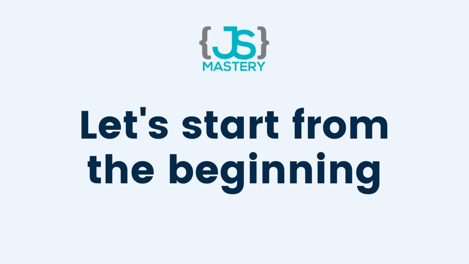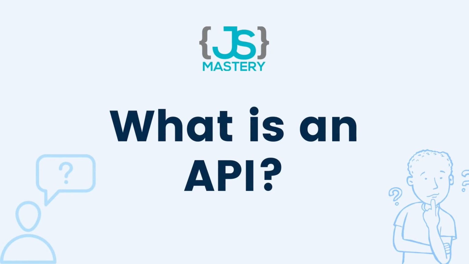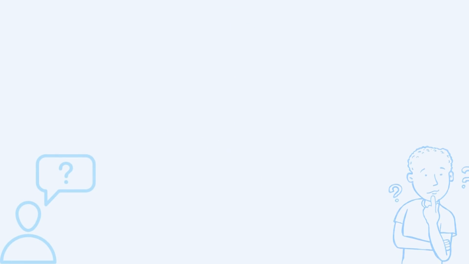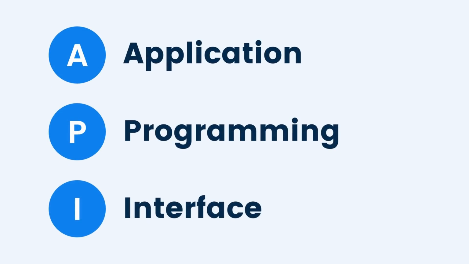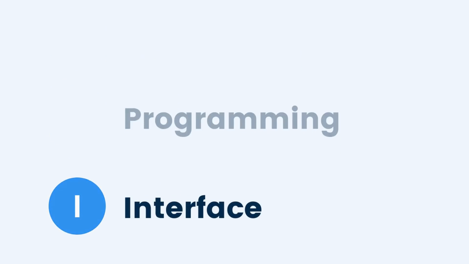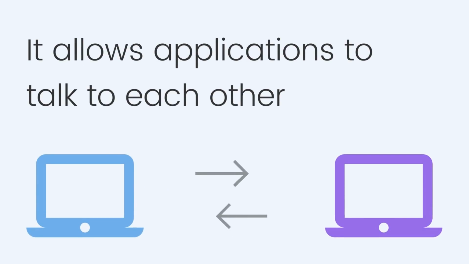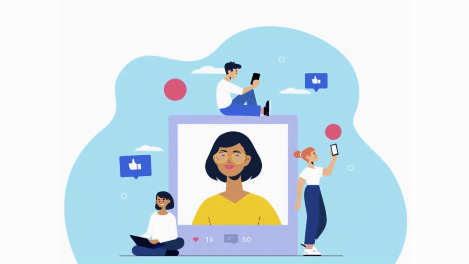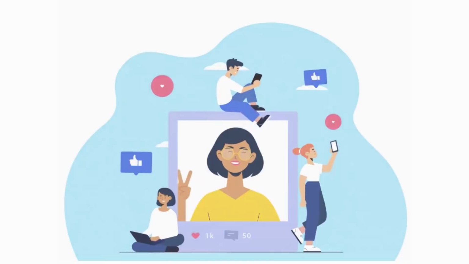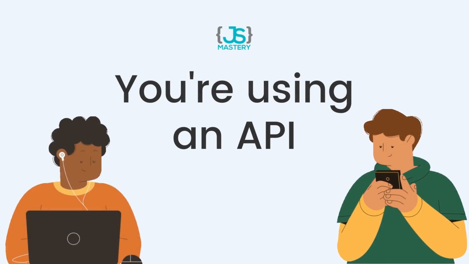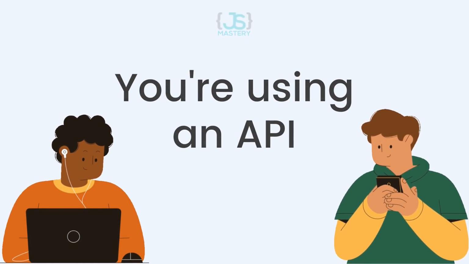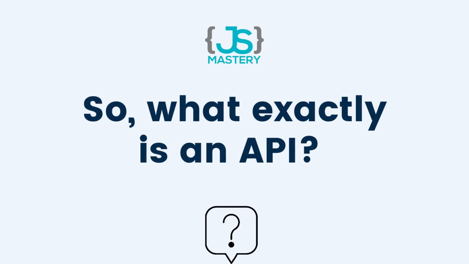Let's start from the beginning. What is an API? API stands for Application Programming Interface, and it allows two applications to talk to each other. Each time you use an app like Facebook, send an instant message, or check the weather on your phone, you're using an API.